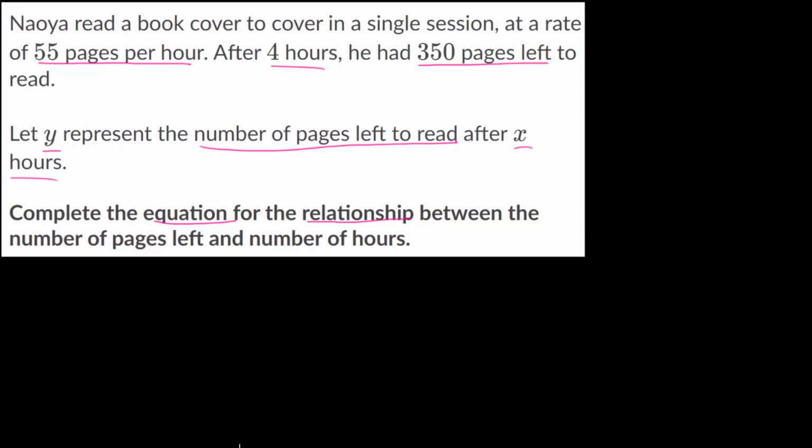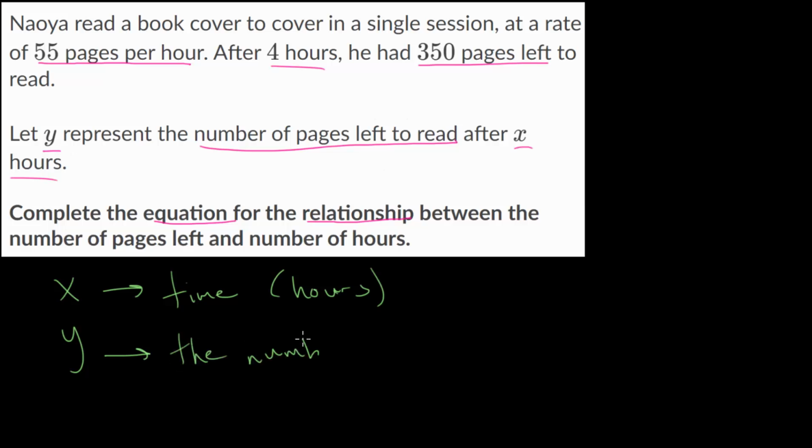With these types of problems where we're given a lot of information and we need to come up with an equation relating two variables, I find that it helps to start by defining the variables very clearly. We have x and we have y, and we're told x measures the number of hours or time, and its unit is hours. Now y, we're told, represents the number of pages left to read.